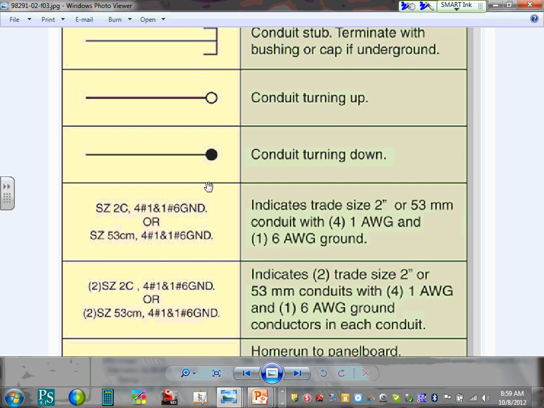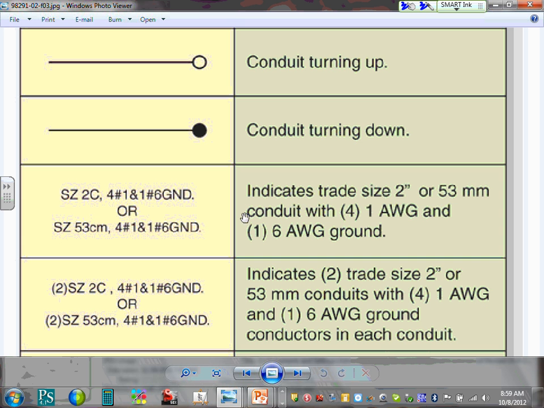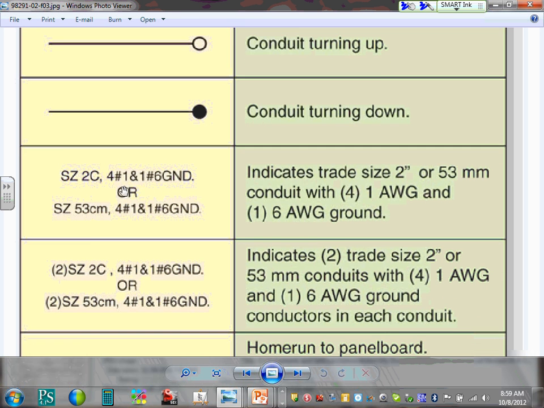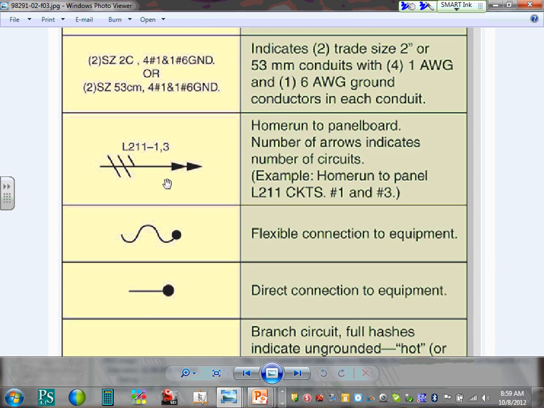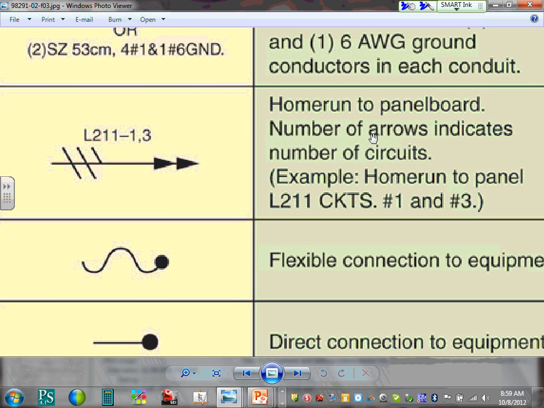We understand? Cool. And indicate trade size, conduit with 4 conductors. This is how they indicate their trade size and so forth. I'm going to go all the way to the circuit. Home runs to the panel. Number of arrows indicate number of circuits.